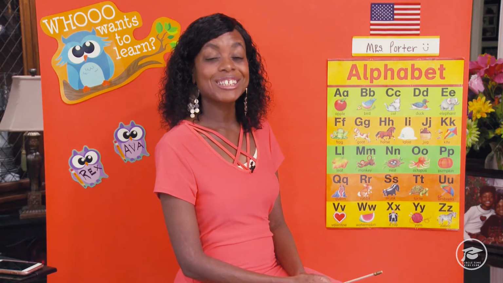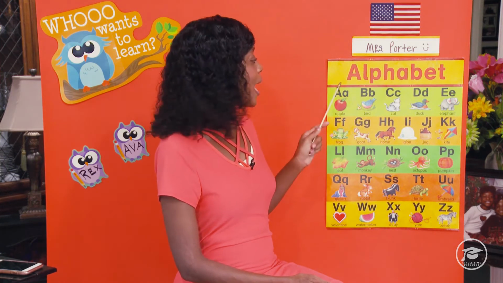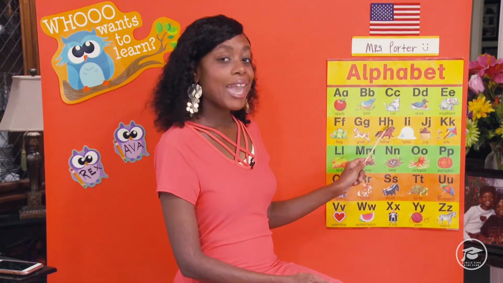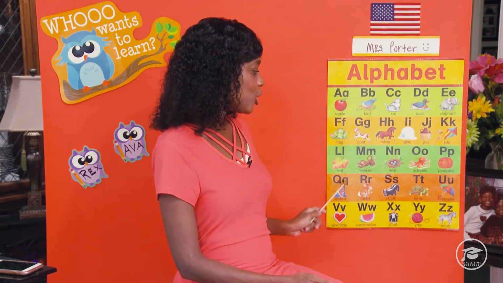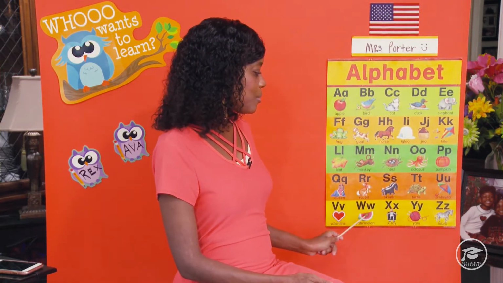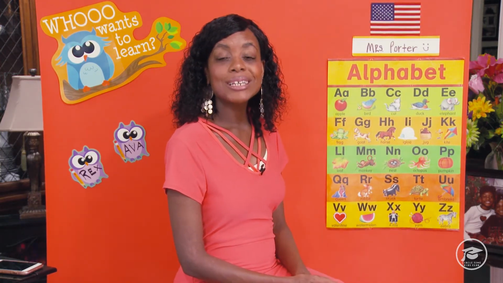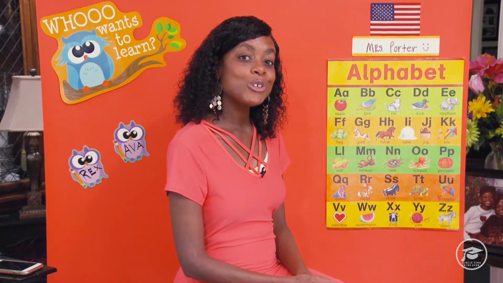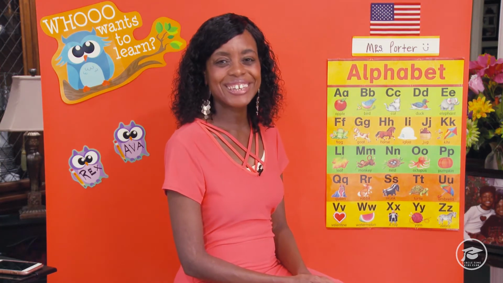Okay, let's say it again. Now we're going to sing it together. This time we're going to point to them, okay? A, B, C, D, E, F, G, H, I, J, K, L, M, N, O, P, Q, R, S, T, U, V, W, X, Y, and Z. Now we said our ABCs. Next time, won't you sing with me? Did you like that? Very good.